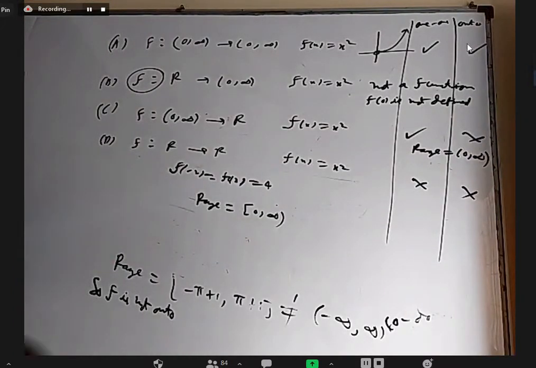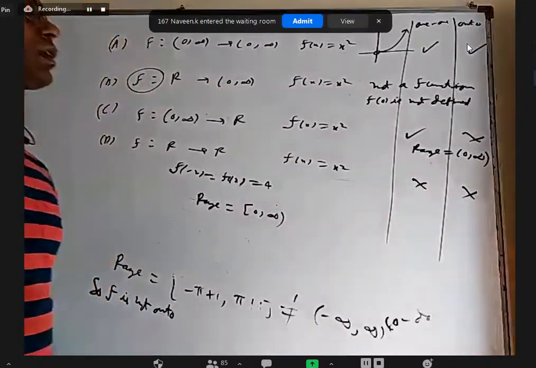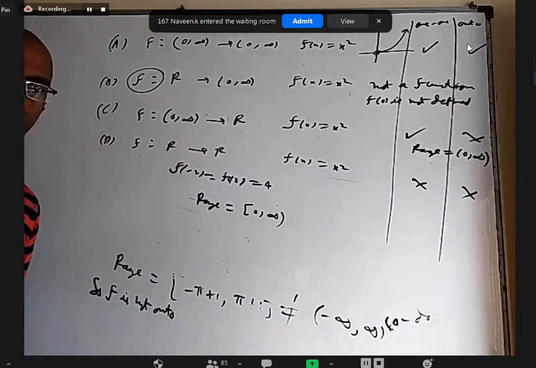Okay. So we analyzed all the 4. Now what is the question they're asking? For which of the options is it 1, 1 but not onto? That is this one, option C. It is 1, 1 but not onto.